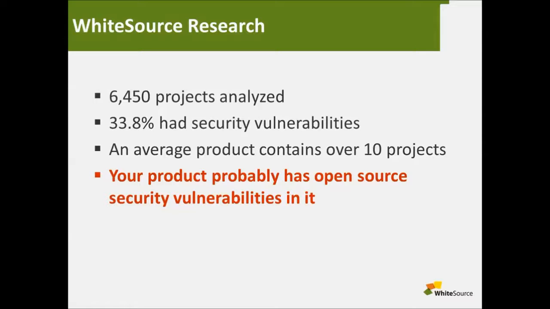We've conducted our own little research on data from our real commercial customers. We've analyzed over 6,000 projects and found that about a third of them had vulnerable libraries embedded in them. An average software product has a little over 10 projects, which statistically means that there is a very high probability that in your software product there are at least a few vulnerable open source libraries, and basically that makes your software vulnerable.